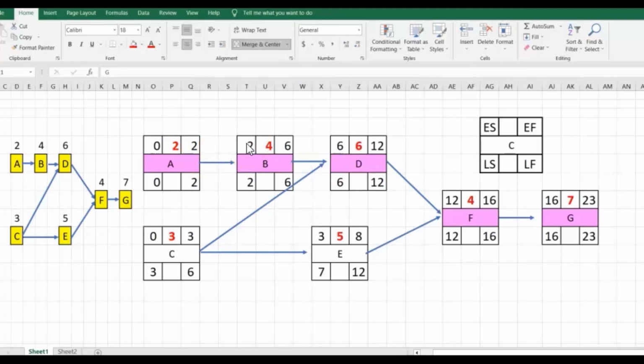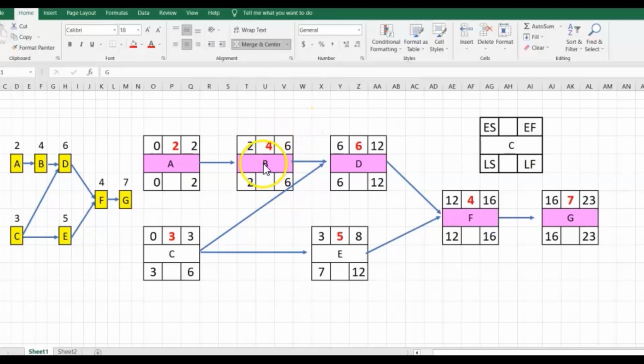At the start of the day, like for instance at 12:01, 1 minute past 12, that kind of thing. So it means you have the whole day, if it's a day duration, to be spent on activity B. So you have 2 plus 4 is 6. It means the early start of B is 2 and the early finish is 6.